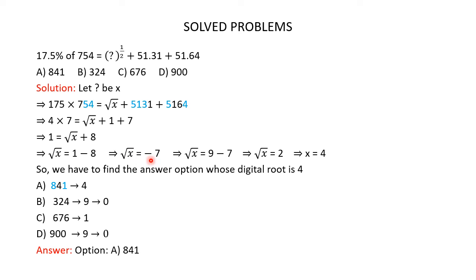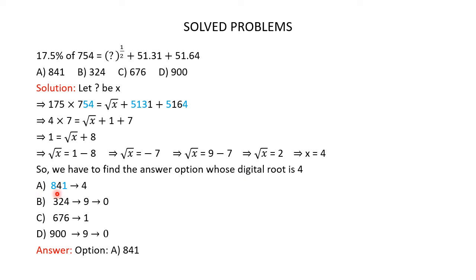Since you cannot have a negative digital root, add 9 to this number. So square root of x is equal to 9 minus 7 which is 2. Square root of x is 2. Squaring on both sides of the equation you get x is equal to 4. This means you have to find the answer option whose digital root is 4.